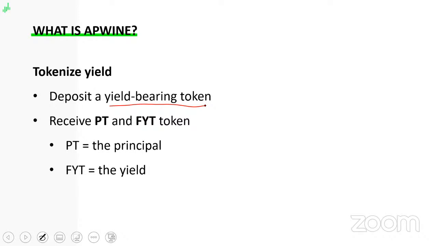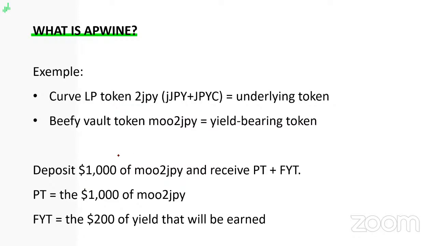When you do that, APWine will create 2 tokens. The first one is called the principal token, the PT. And the second one is called the future yield token, the FYT. So just to give you an example, let's say that you have deposited JGPY into the 2GPY pool on Curve on Polygon. So Curve will mint a token called 2GPY and will send it to you. Then this 2GPY token, it's what we call in the APWine system the underlying token.